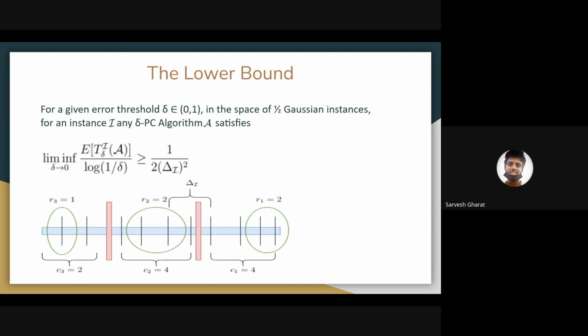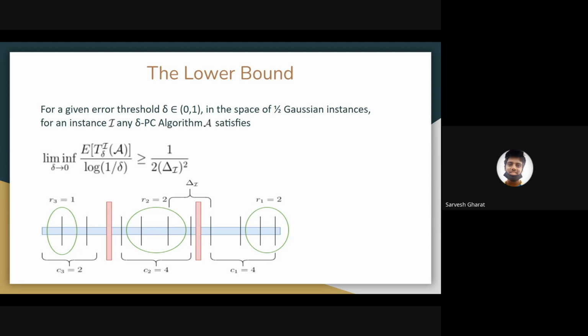Moving forward, similar to any standard BAI literature or any standard bandit literature, we start by defining a lower bound to this problem. By lower bound, it just means that no matter whatever algorithm you use, it will take at least this many pulls to solve the problem with a particular confidence.